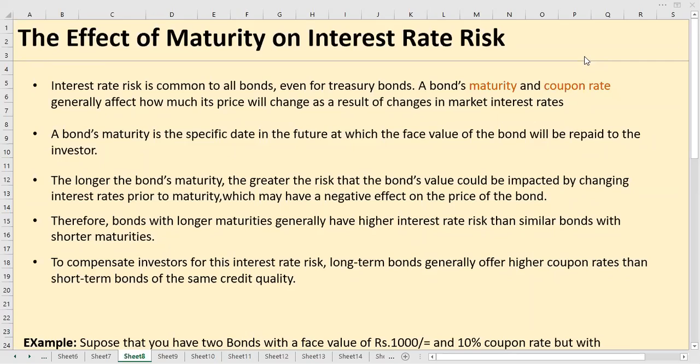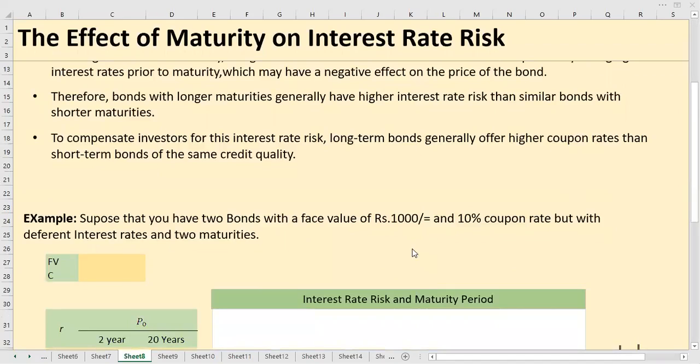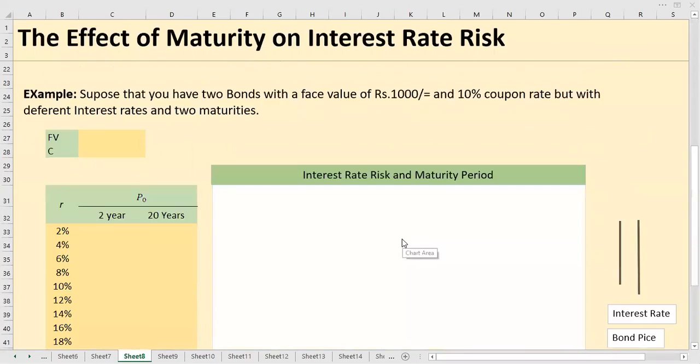Now the explanation here is higher the maturity, higher the required rate of return, lower the maturity, lower the required rate of return. So we will try to understand this with another example, so you would be able to understand this again using this chart.